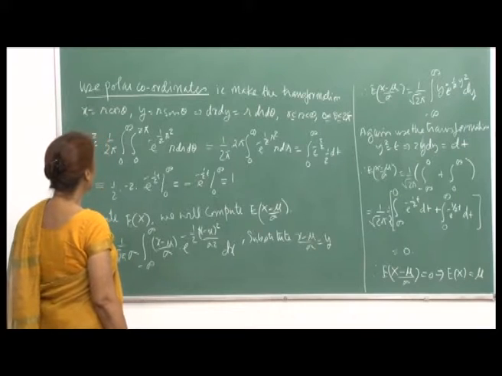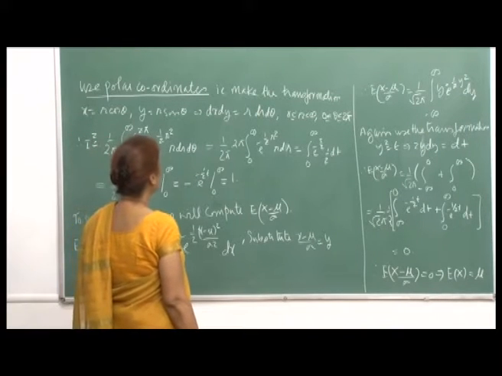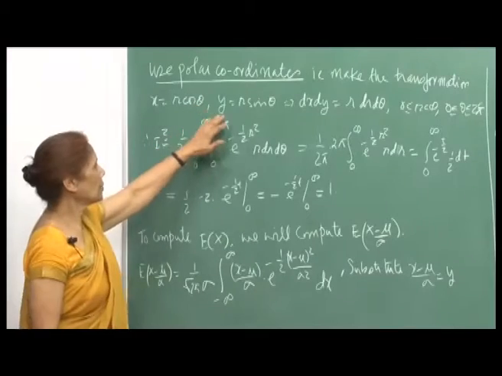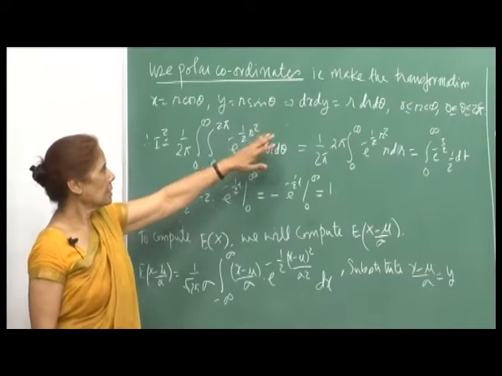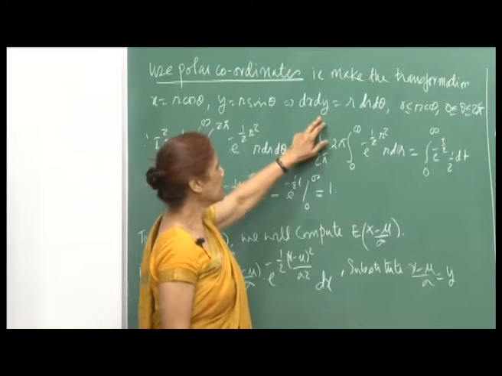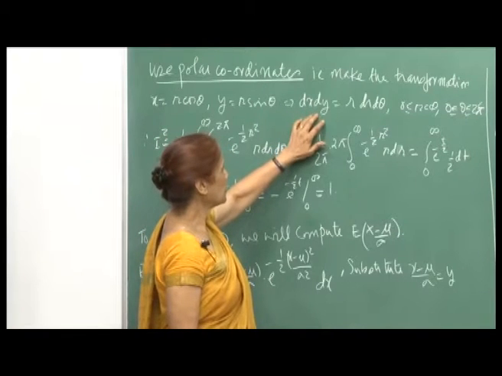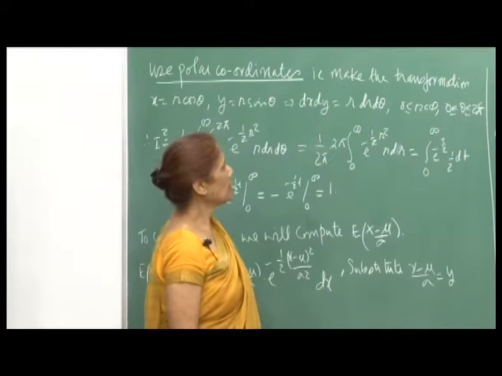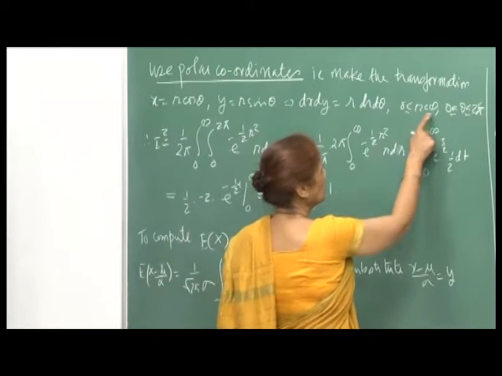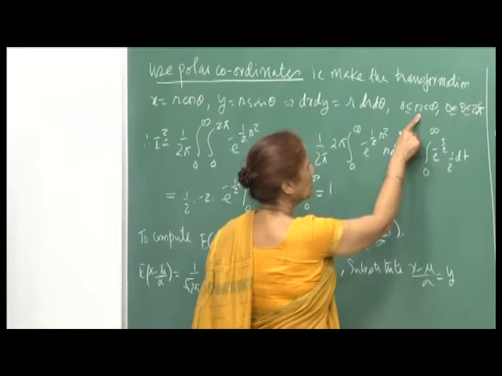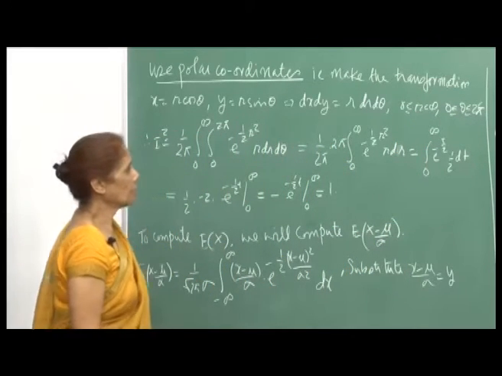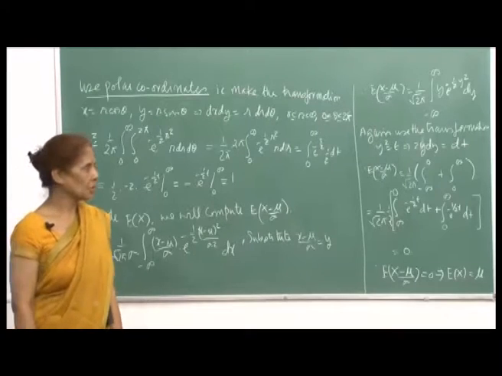To compute that double integral, I make use of polar coordinates. That is, I make the transformation x is equal to r cos theta, y is equal to r sin theta. Then we know that dx dy, the element of area in the xy plane, gets transformed to r dr d theta. Then r varies from 0 to infinity, because r is a non-negative variable, and theta varies from 0 to 2 pi. This is your polar coordinate transformation.